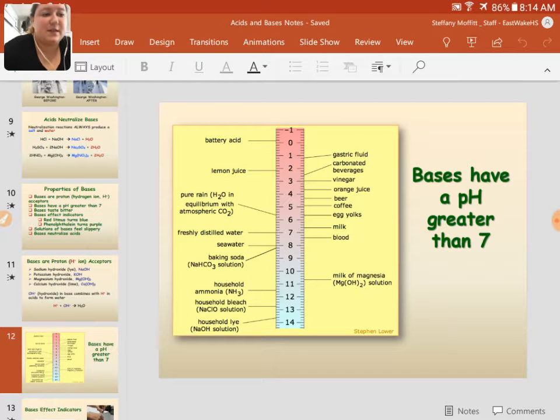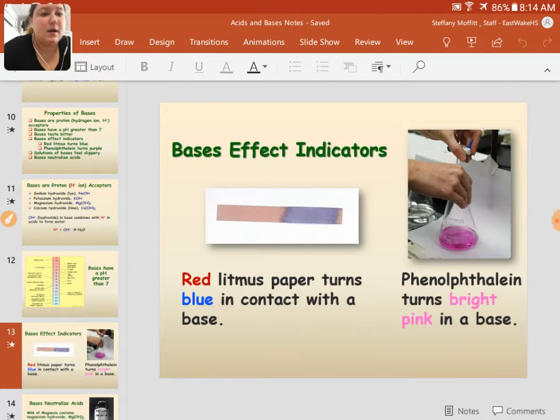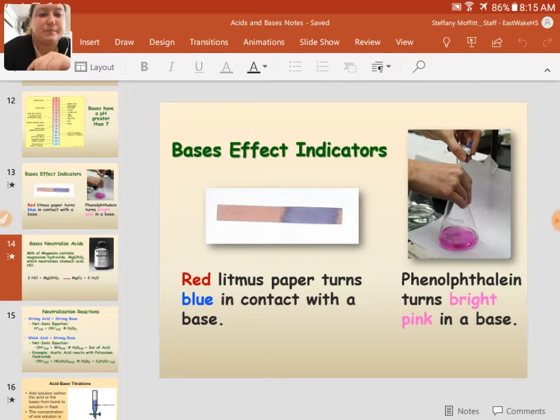Bases have a pH greater than 7, so if we look on the bottom of this chart, anything in this range is a base. Household bleach, ammonia, baking soda, seawater, blood, milk of magnesia, those are all bases. Soap is on there. This is how it'll look. So that's red litmus paper, and it turns blue when it touches a base, and then the phenolphthalein will look like that pinkish purple when a base is indicated.